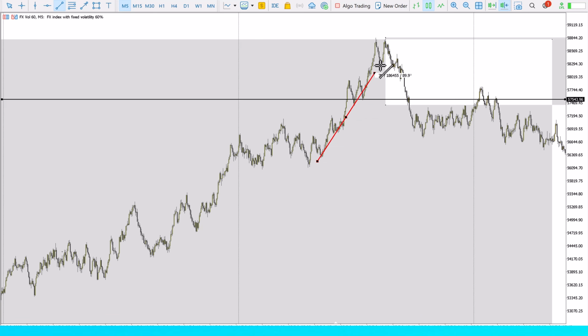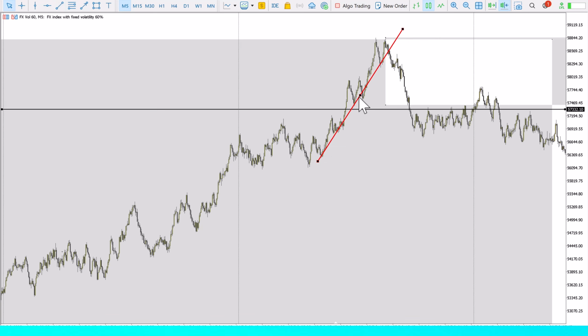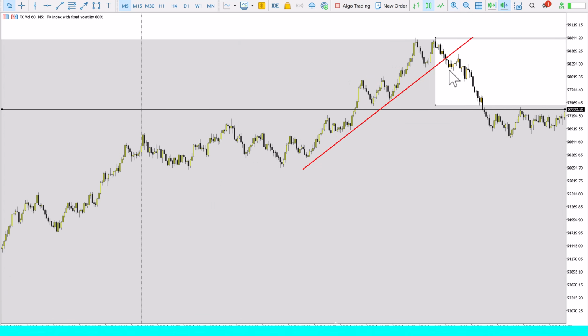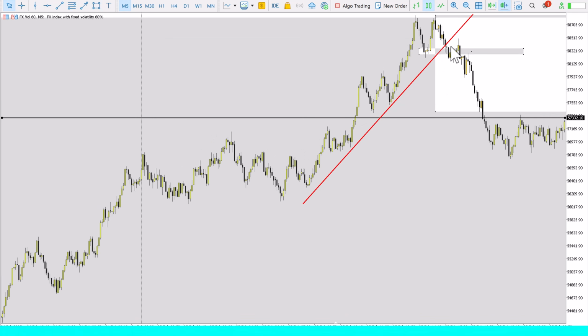So we have this trend line that is prominent here. This is the trend line that we are going to draw. After this trend line was taken out by this move here, at this particular point, you clearly see that you have your low here. So what are you waiting for? You are waiting for price to come back and retest this particular low after a break.